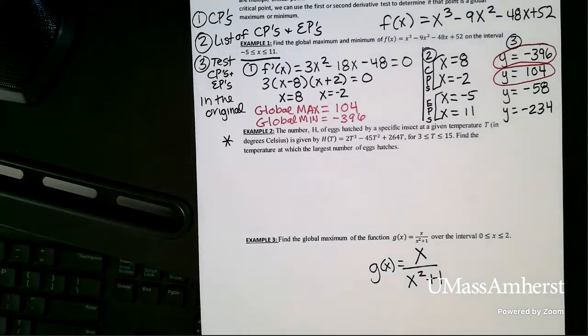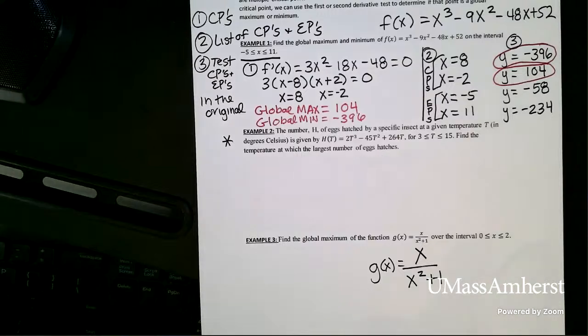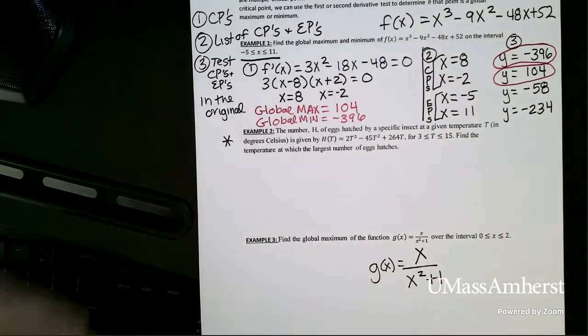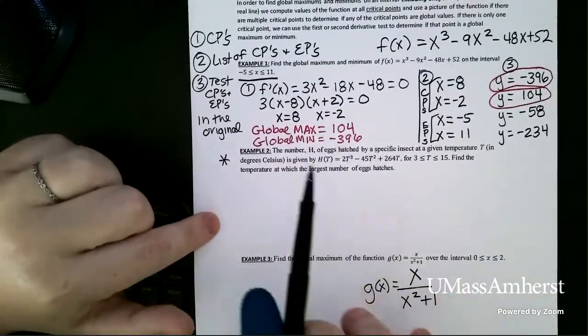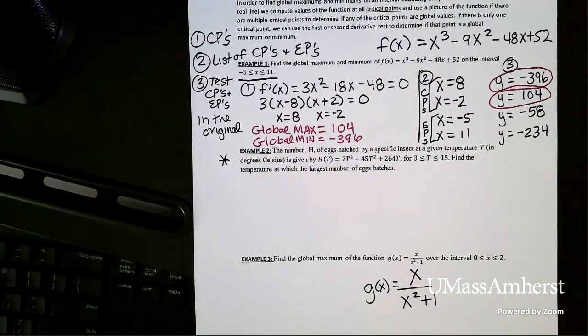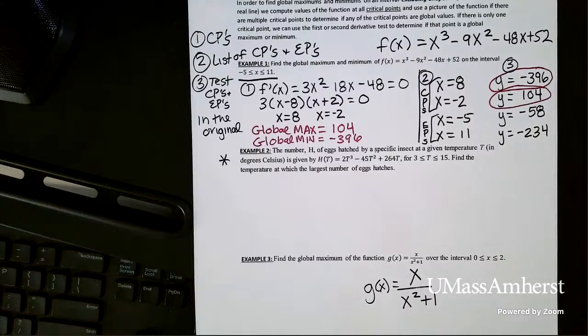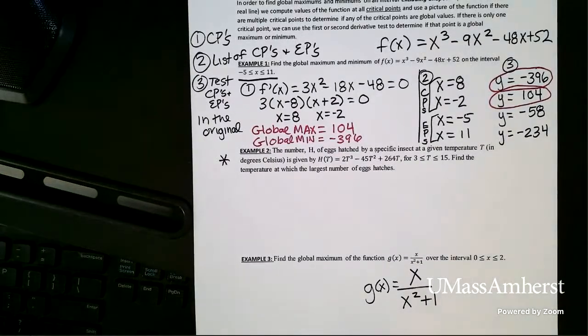All right, so let's take a look at these. For the first one, we have some different variables than we usually use, but the process in math is still the same, so hopefully that didn't trip you up too much. The scenario here is that the number of eggs hatched is related to the temperature in degrees Celsius, and we want to find the temperature at which the largest number of eggs hatch. So the hatch is the H, and we're trying to maximize that.